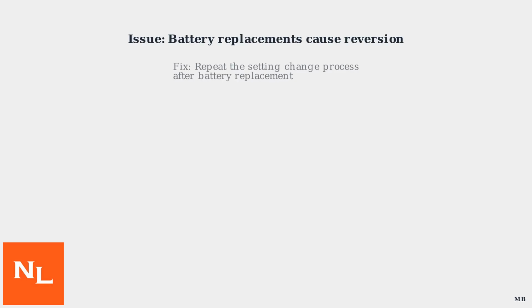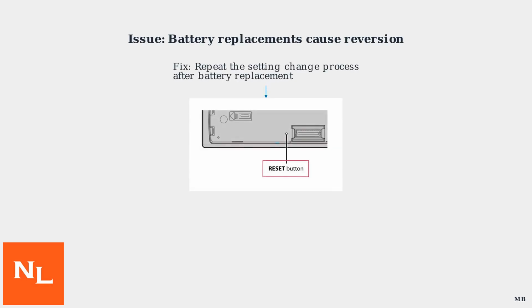Battery replacements can sometimes cause the unit settings to revert to factory defaults. If this happens, simply repeat the setting change process using the Trip Reset button on the instrument cluster. This restores your preferred units after the battery change.